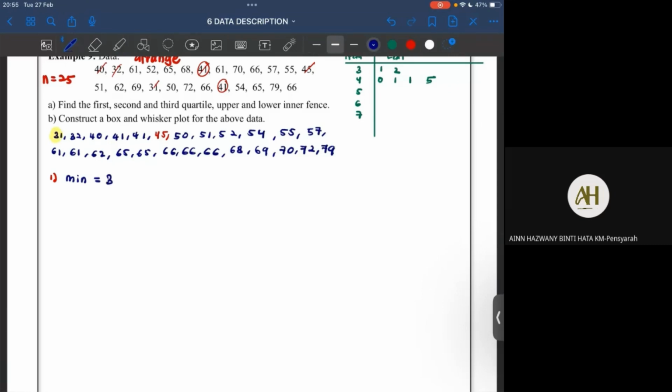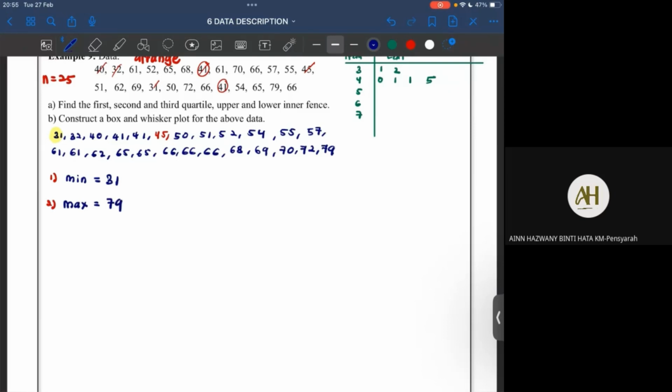Lepas tu 31. Nombor 2, kita cari maximum. Okay, maximum ialah nilai yang tinggi. Ini bukan mode. Okay, minimum ialah nilai yang paling kecil, maximum ialah nilai yang paling besar. Sebab tu kita rearrange data kita. So maximum ialah 79. Ini senang je lah, tak payah fikir.